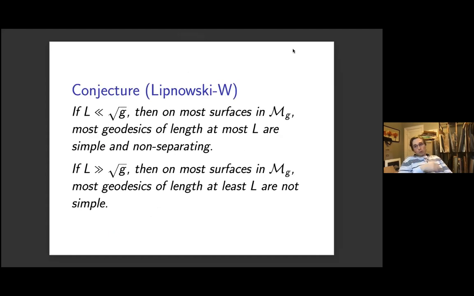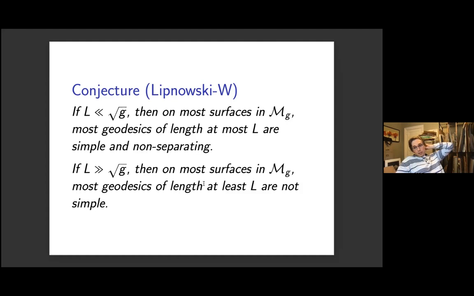And it leads to the following conjecture. If the length is a lot less than square root genus, then on most surfaces of genus G, most geodesics of this length are simple and non-separating. And then we actually think this is sharp too. If the length is a lot bigger than square root genus, then on most surfaces of genus G, most geodesics of this length are not simple. Again, not simple means it intersects itself. So this seems to be interesting. This conjecture seems to be new.